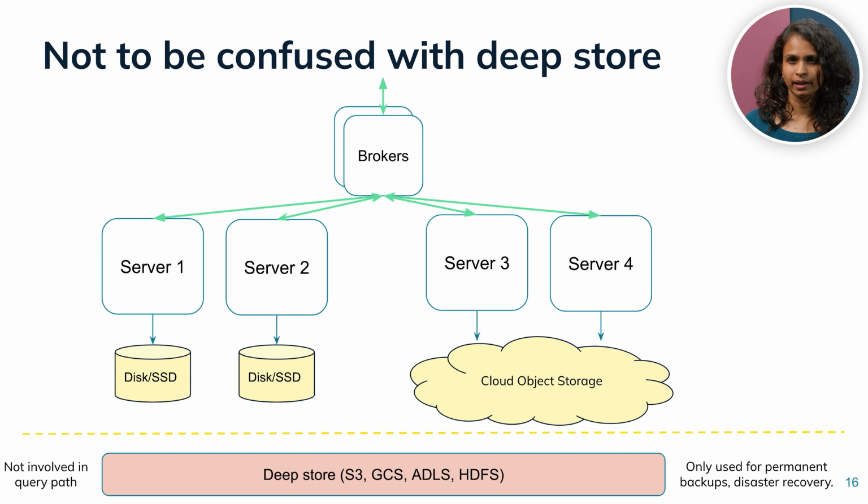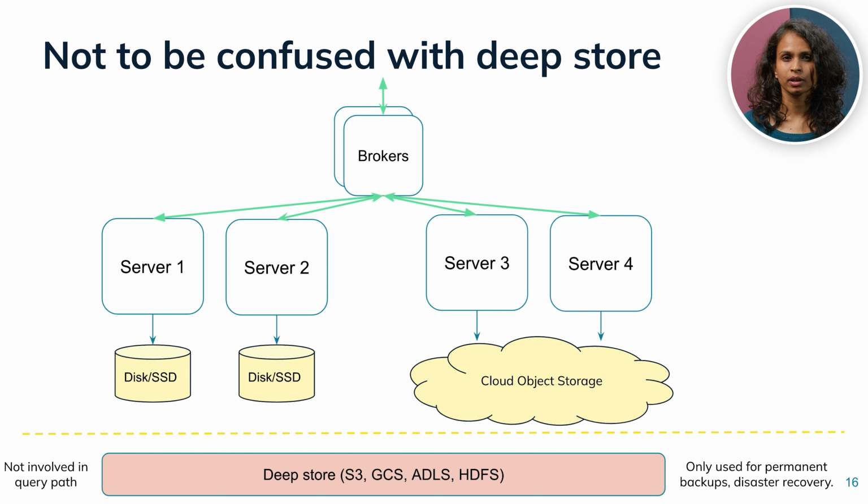One important detail I'd like to call out here is that this is not to be confused with deep store or segment store. Many of you might already be familiar with the architecture of Pinot or similar systems and might know that these systems, along with the tightly coupled storage component, additionally also have a cloud object store like S3 or GCS in their architecture, which they call as deep store or segment store.